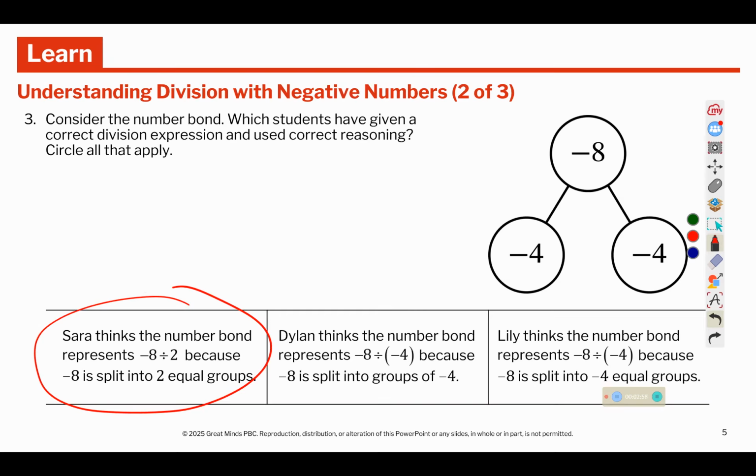Dylan thinks the number bond represents -8 divided by -4 because -8 is split into groups of -4. That also works. Lily thinks the number bond represents -8 divided by -4 because -8 is split into -4 equal groups. That one doesn't really work. If you had -4 groups, that one might be a little trickier to draw.